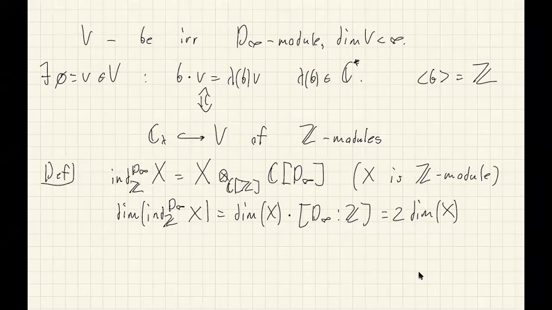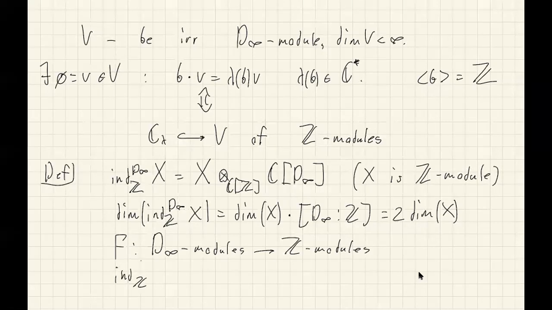What does the forgetful functor forget? It just remembers how the subgroup acts and doesn't remember how the whole group acts. Right. So we have a forgetful functor from D infinity modules to Z modules, and it just forgets about the action of the whole group and remembers only the action of the subgroup. And the induced representation functor goes in the opposite direction, from Z modules to D infinity modules.